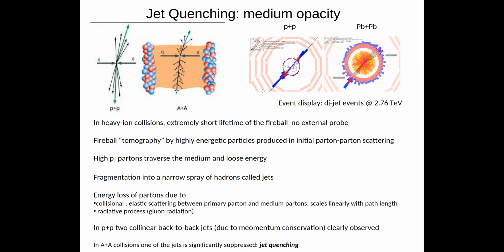So what has been observed in data is that in pp collisions there are two collinear back-to-back jets. This is collinear back-to-back because of momentum conservation, clearly observed. However, in AA collisions, only one of the jets is significantly suppressed. The near side jet is observed, but the other side jet is not observed. This phenomenon is called jet quenching.